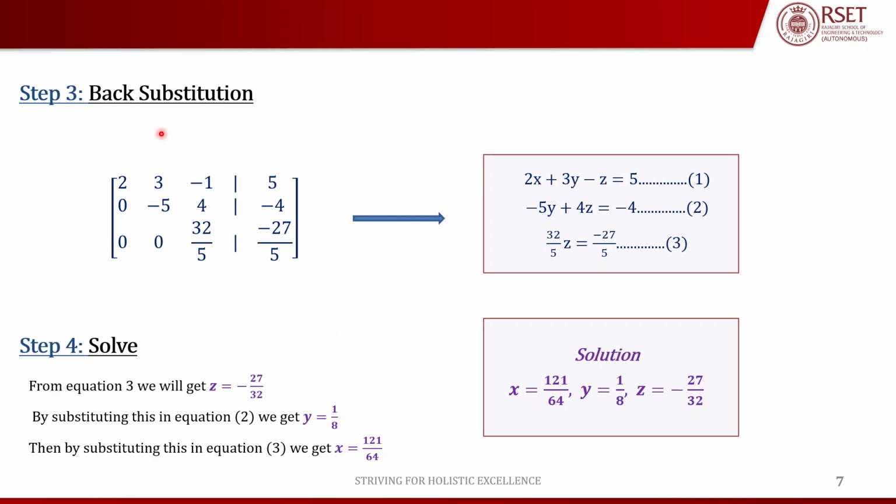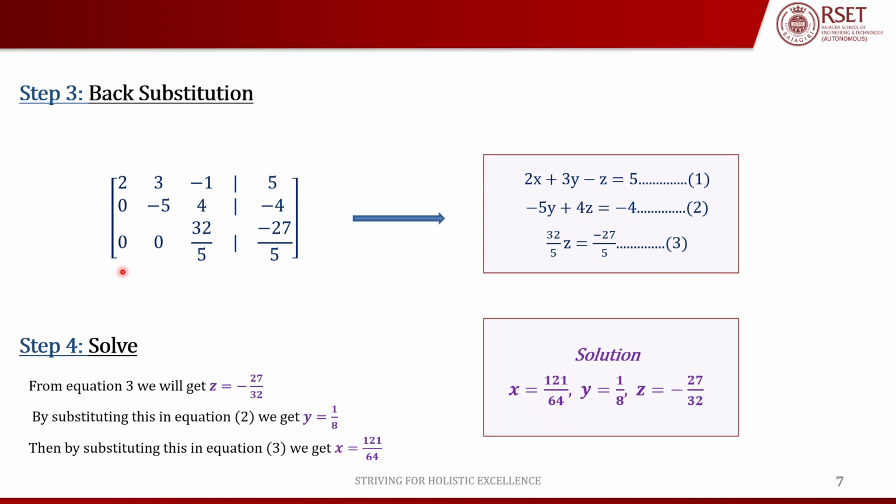And the next step, step 3, is back substitution. So I'm substituting in reverse. So here it is 2x plus 3y minus z equal to 5. So the next thing is there is 0x, but 0x is not necessary to write. So I am writing minus 5y plus 4z equal to minus 4.